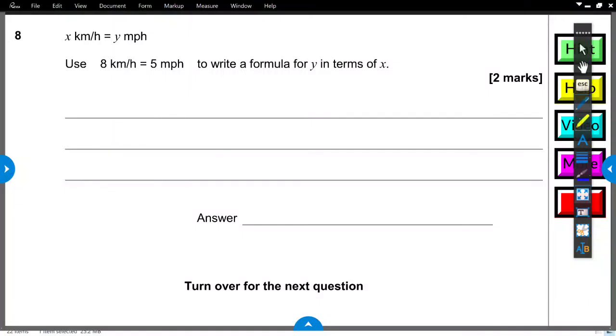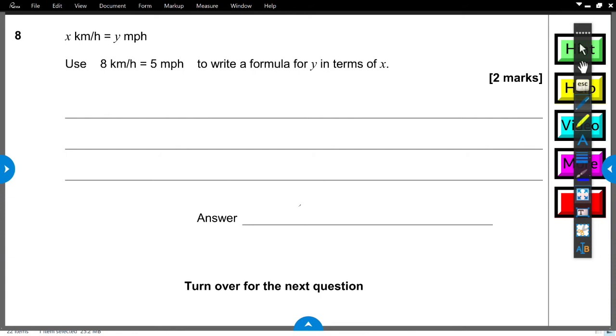This question at first looks really difficult to get your head around. It's difficult to see what it's actually asking you to do, but if you dig a little deeper and just think about what it's saying individually, usually start from the end of the question and try and work it out from there. So write a formula for y in terms of x.